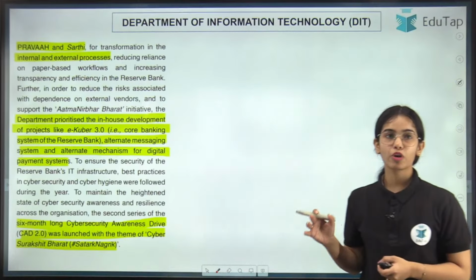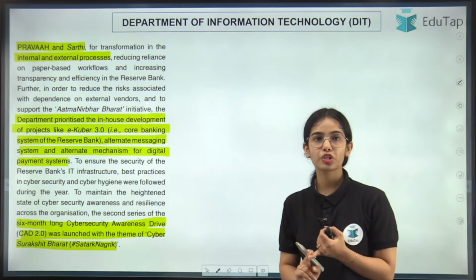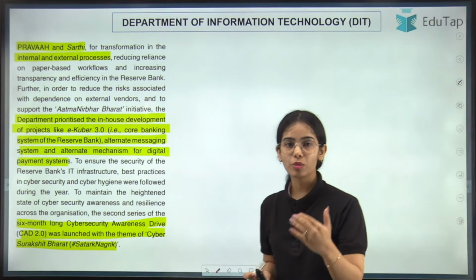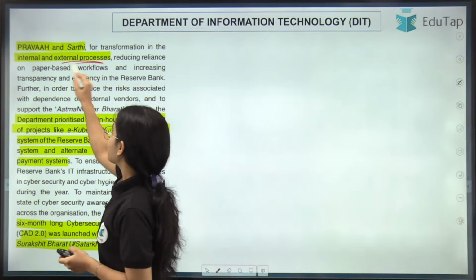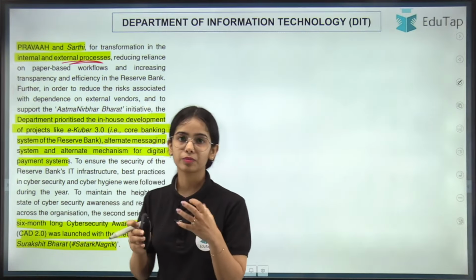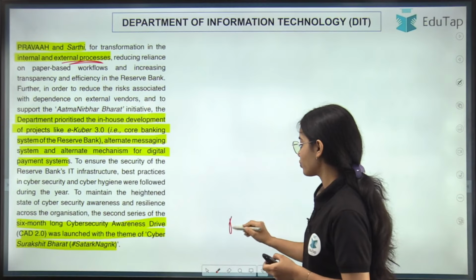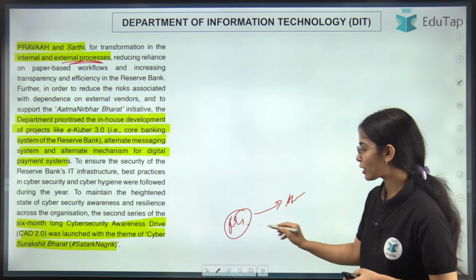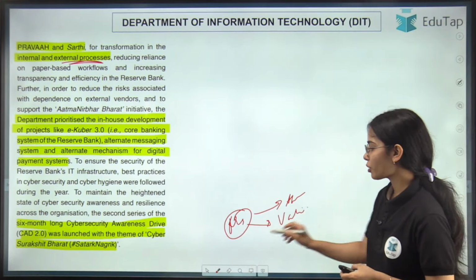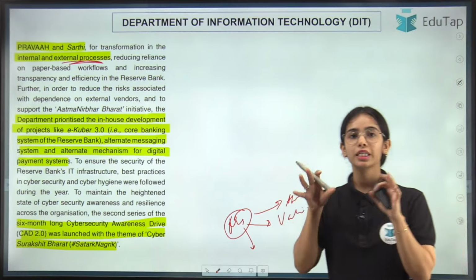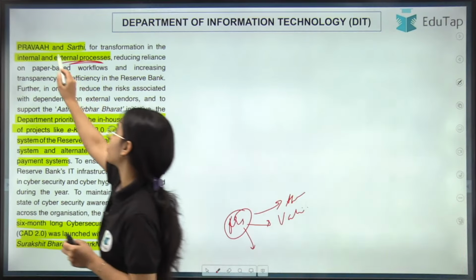Next is the Department of Information Technology. It has developed Prava, the external platform for taking applications. If regulated entities want to provide an application to the Reserve Bank of India, take validation from the Reserve Bank of India, or take authorization from the Reserve Bank of India, they can do it through the Prava portal.